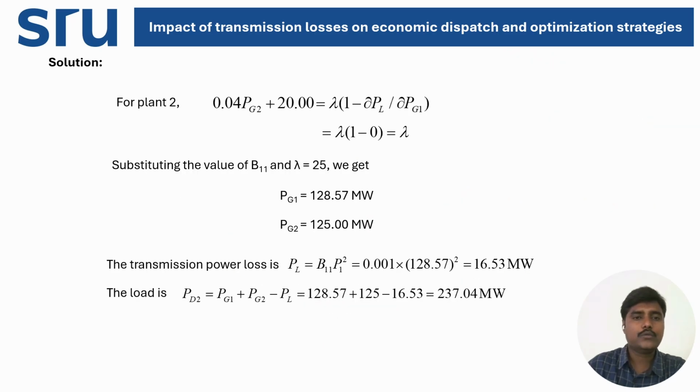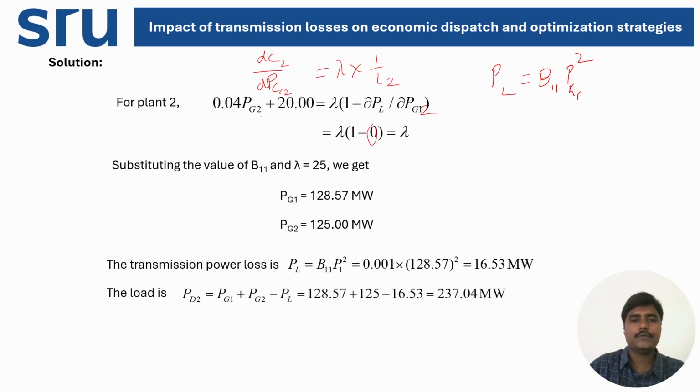Similarly for plant 2, you will get 0.04 PG2 plus 20. This is nothing but dC2 by dPG2, the incremental fuel cost of plant 2. That is equal to lambda into 1 by its penalty factor L2. So 1 by L2 can be expressed as 1 minus dou PL by dou PG2. We have the PL equation as B11 PG1 square. If you differentiate this equation with respect to PG2, it will become equal to 0. Then that equation will become equal to lambda.